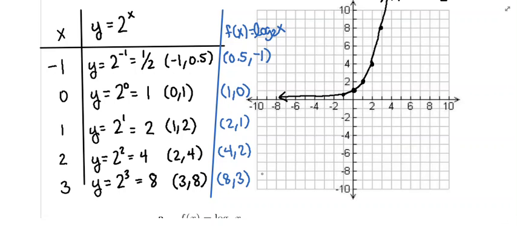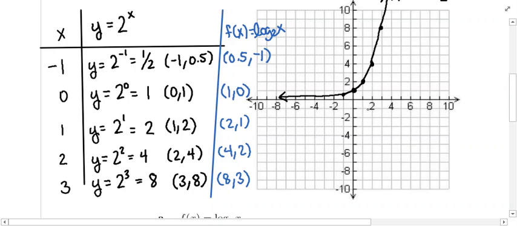Okay, so let's plot them out and see what it looks like. So we've got 1, 0, we've got 2, 1, we've got 4, 2, and then we've got 8, 3, and then we've got 0.5 as your x value, -1 is the y value. Okay, so if you connect the dots, you're going to see what a logarithmic function looks like.